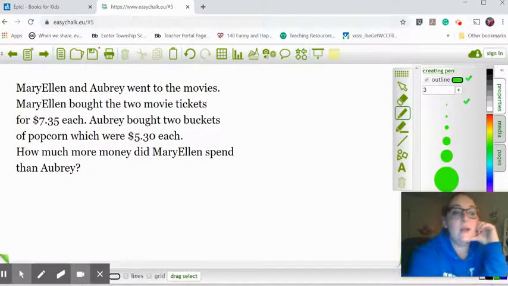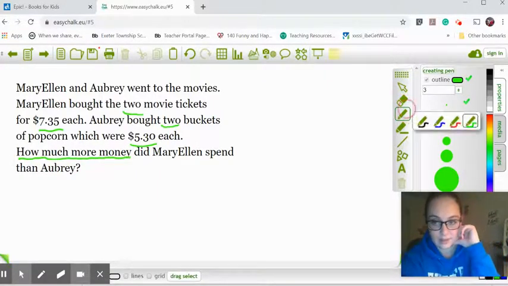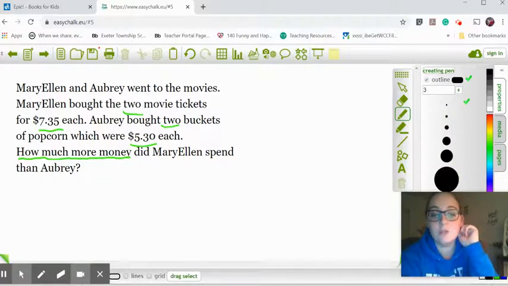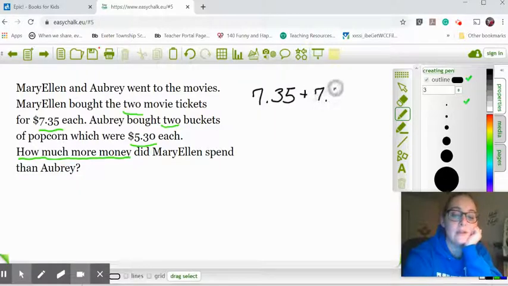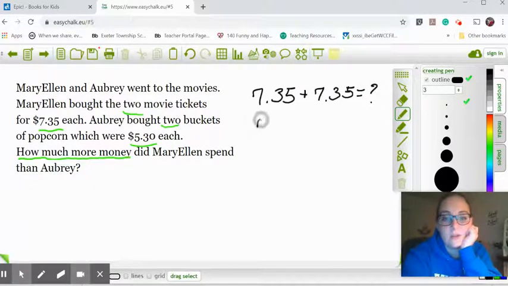So I know that Mary Ellen bought 2 movie tickets, and each of them were $7.35. And Aubrey bought 2 buckets, each of which were $5.30. And then I'm asking how much more money did Mary Ellen spend? So first I need to figure out how much money Mary Ellen spent. So it's 2 times $7.35. So I need to do $7.35 plus $7.35 equals something. So let's split it up.